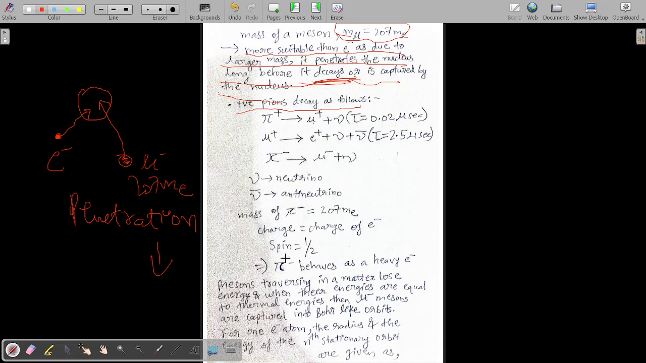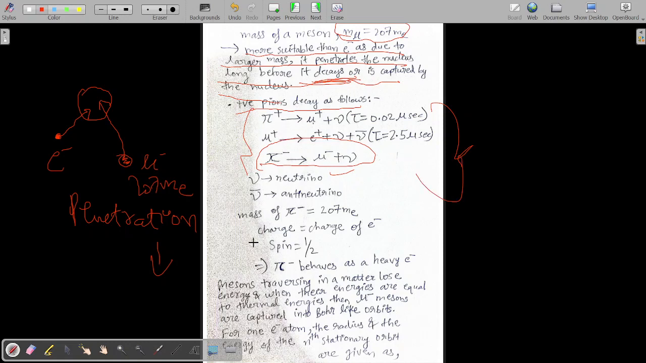Okay, so look at here. So pi minus is like this. Okay, pi minus is like this. Mu minus plus, this is basically your neutrino. So this is the reaction which undergoes over there, which is undergone in the nucleus.